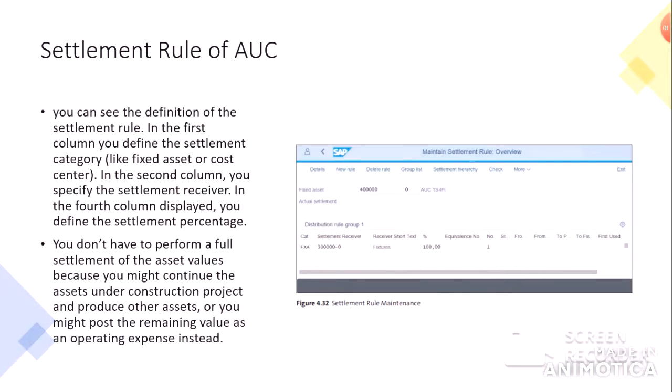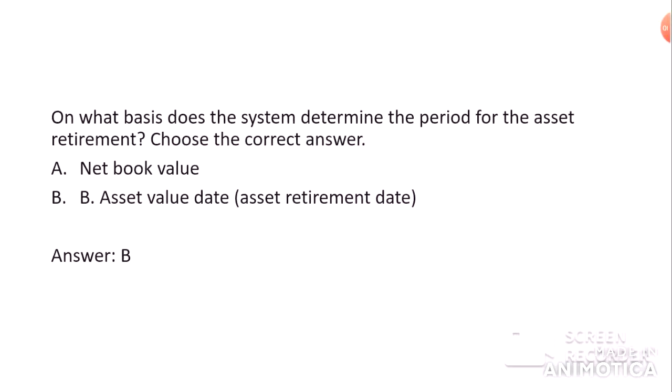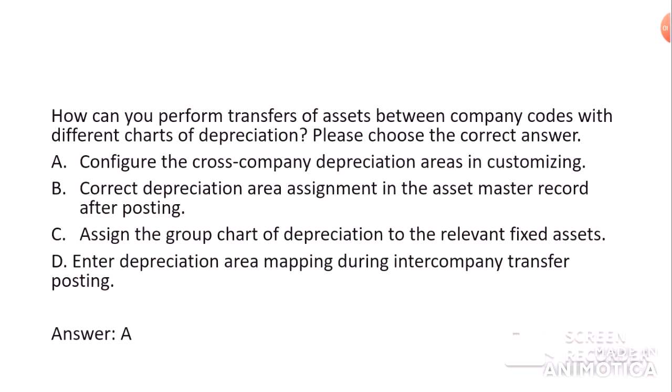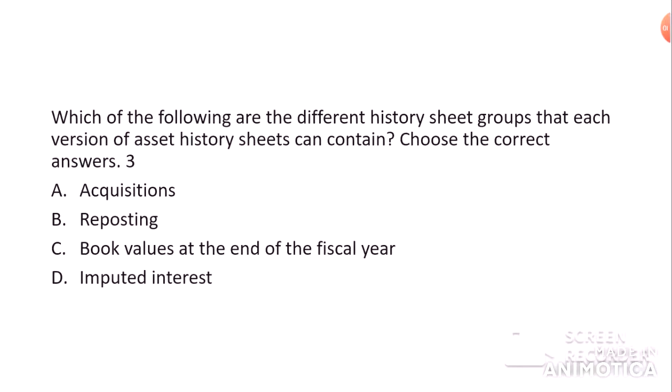So now moving on to the certification questions. On what basis does the system determine the period for asset retirement: asset value date or asset retirement date? Which of the following retirement types is referred to as scrapping? So partial retirement, without revenue and without customer. The answer is C. How can you perform transfer of assets between company codes with different charts of depreciation? So we configure the cross company depreciation areas in customizing. Answer is A. Which of the following are different history sheet groups that each version of asset history sheets can contain? So acquisitions, repostings, book values at the end of the fiscal year: A, B and C.